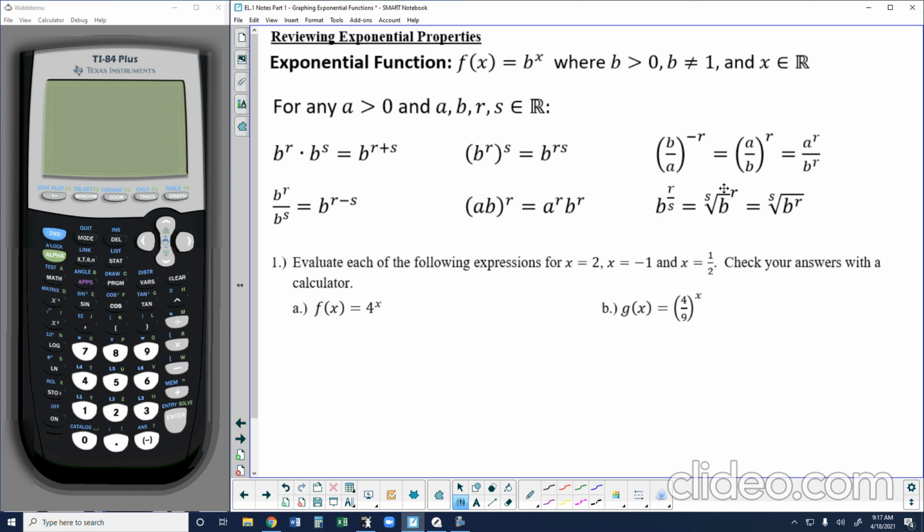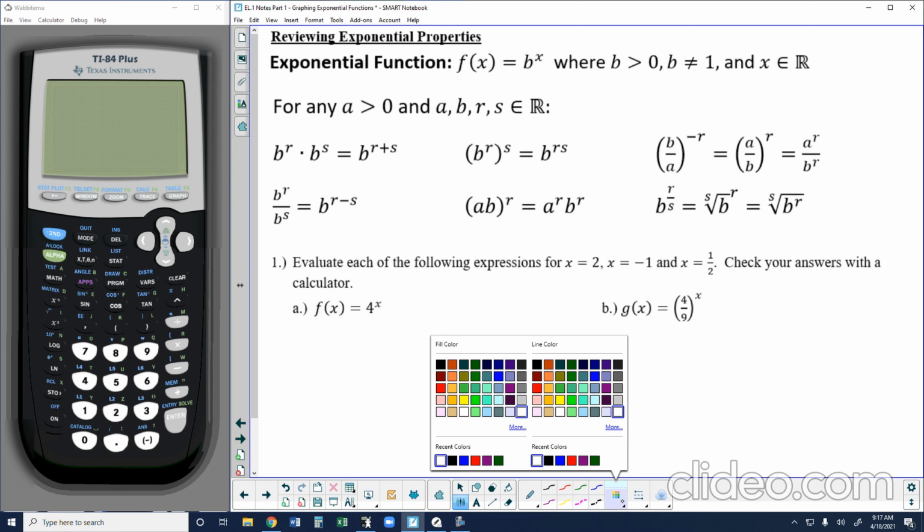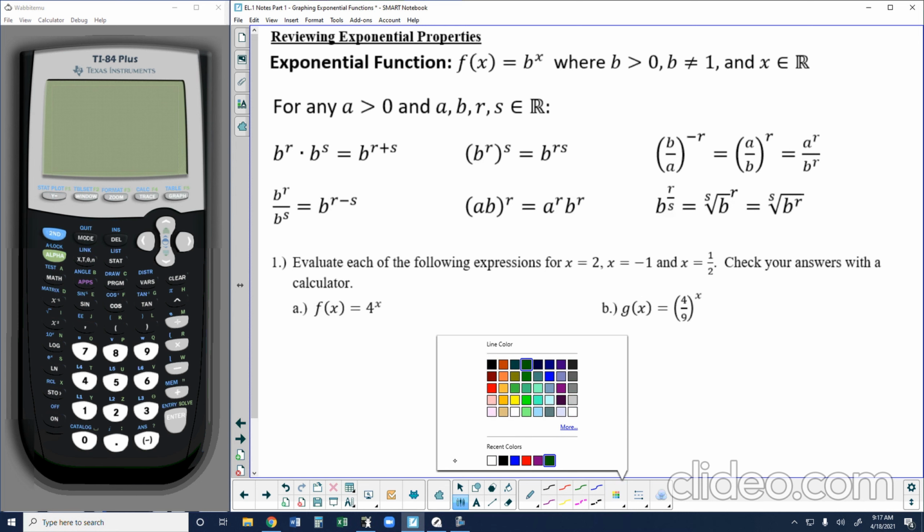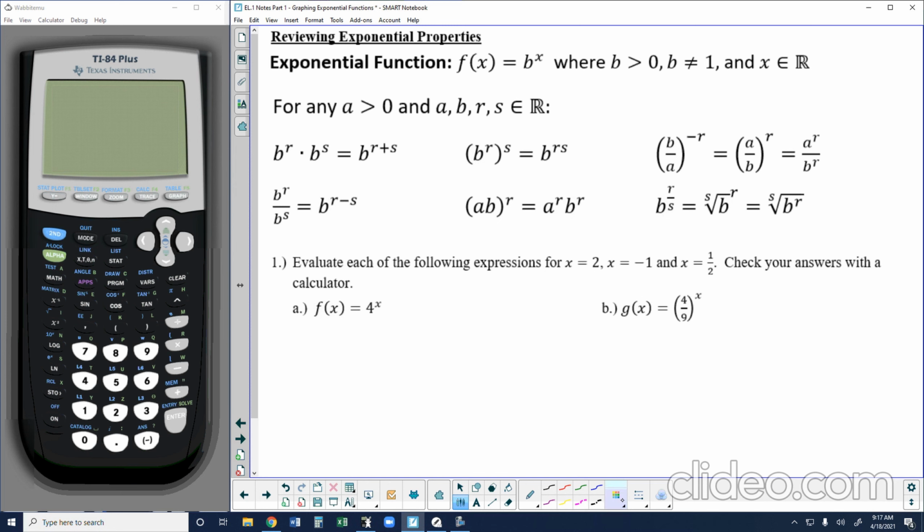So just as a refresher, problem number 1 says to evaluate each of the following expressions for x equals 2, x equals negative 1, and x equals 1/2. And then we can check our answers with the calculator. So starting with x equals 2, let's go to problem A, where we're given f of x. We're going to find f of 2, which would be substituting 2 in for x, and 4 squared we know here is 16. So we can check that on the calculator. 4 to the second power would be 16, 4 times 4.